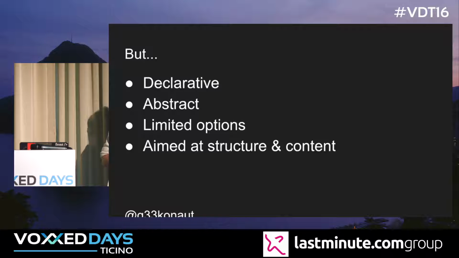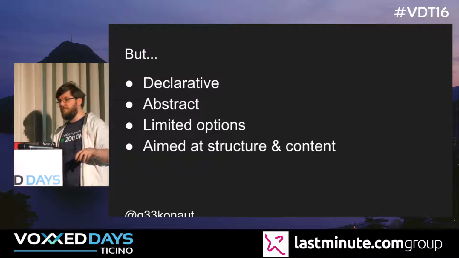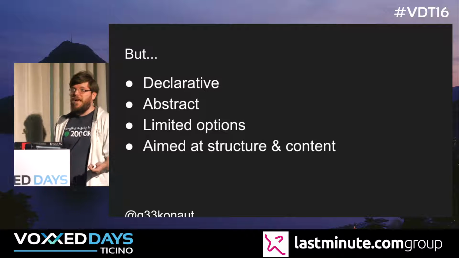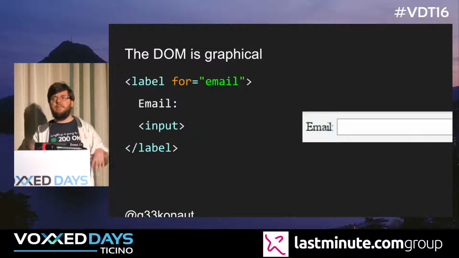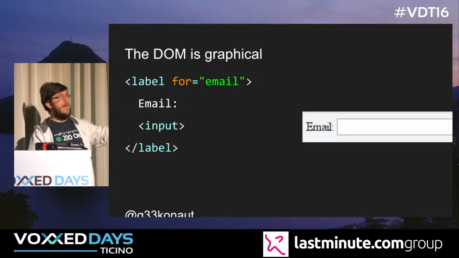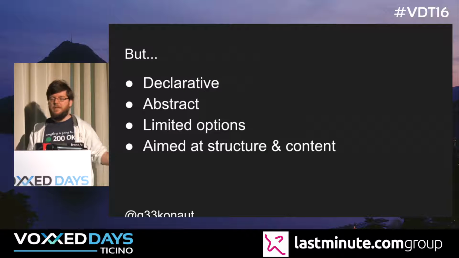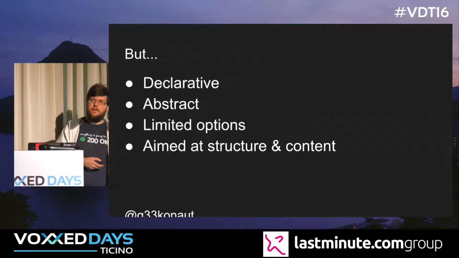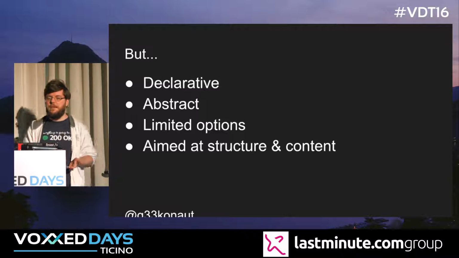This declarative power, which shifts a lot of responsibility to the browser, has some downsides. It's pretty abstract, right? I haven't really said, oh yeah, I want this 500 pixels long and I want this to be green or whatever. I basically abstractly say I want an input, and then the browser figures out what that means. That's cool, but it also gives me only limited options. I can only do so much with what the browser gives me, right?